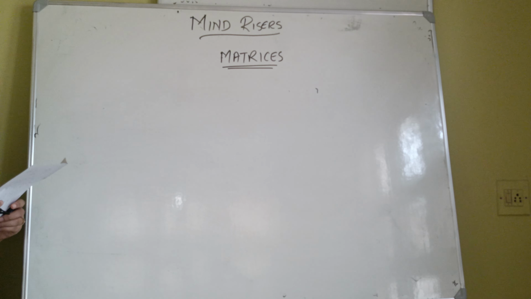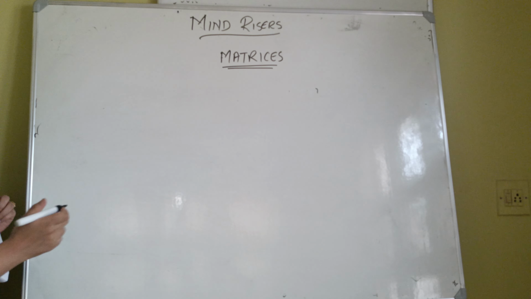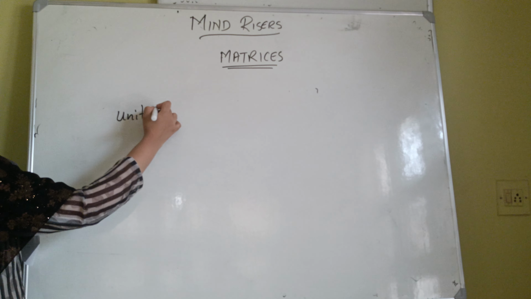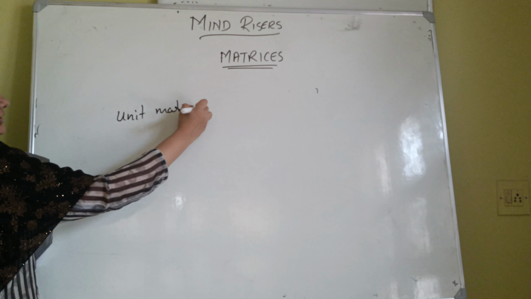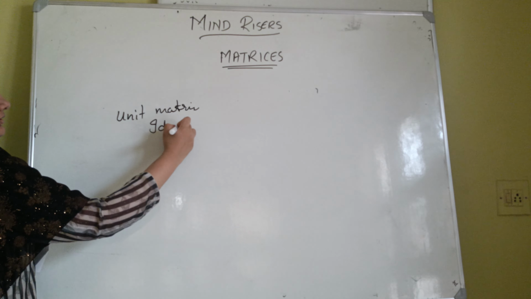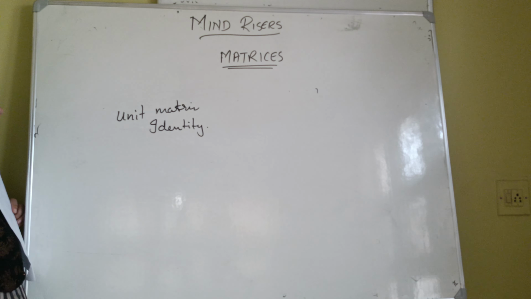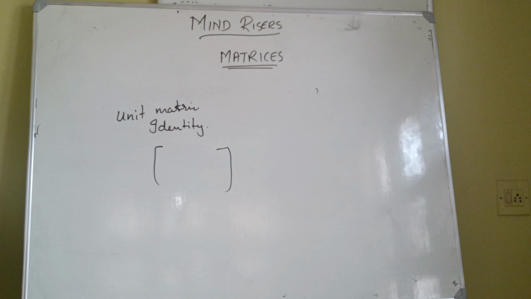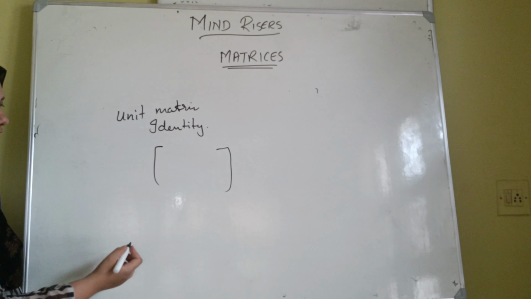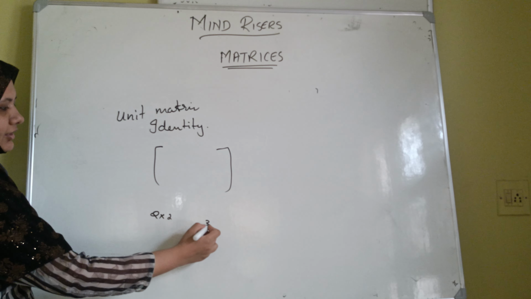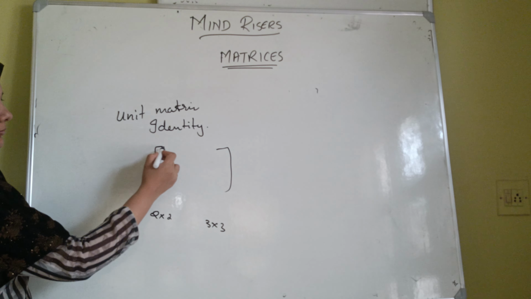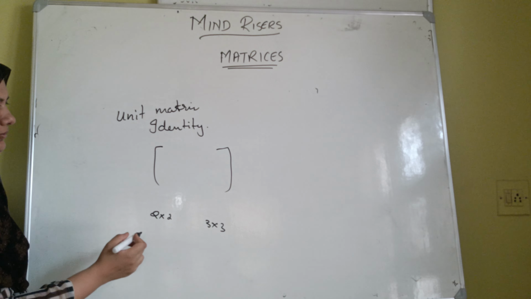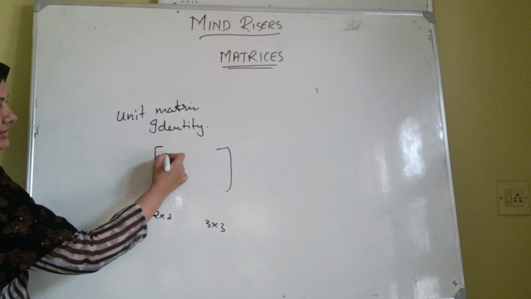Now let us learn about the unit matrix. What is a unit matrix? It is also called an identity matrix. It's a square matrix, either of the order 2 cross 2 or 3 cross 3, where the diagonal elements are only 1 and the remaining elements are 0.